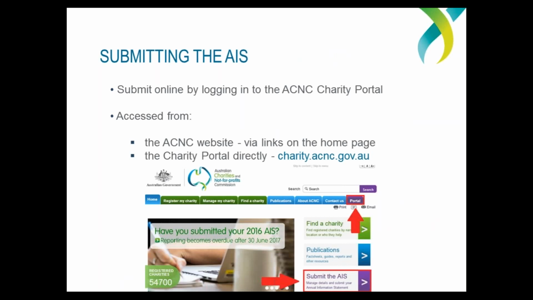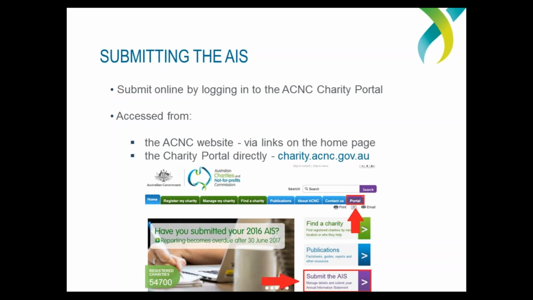Now, the charity portal is also the place through which you submit your AIS. As we mentioned before, the AIS is an online form. It's not a physical printed one. It is accessed through the charity portal, which is part of the ACNC's website. Now, because it's not a physical form, you don't have to wait for us to send you out a copy. You don't have to worry about losing bits of paper. You can jump online at a time which suits you, work through the online form and then submit it, and that happens all in the one place.